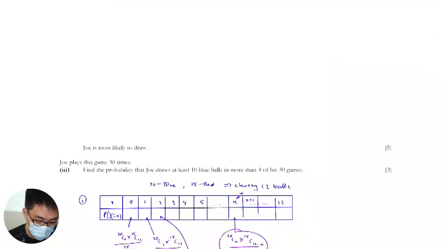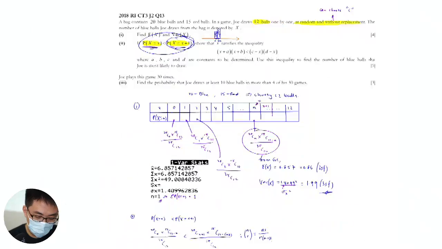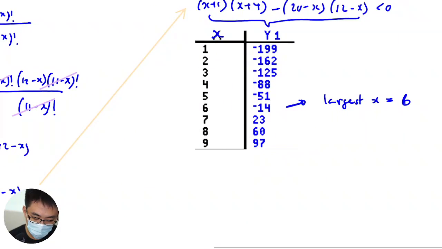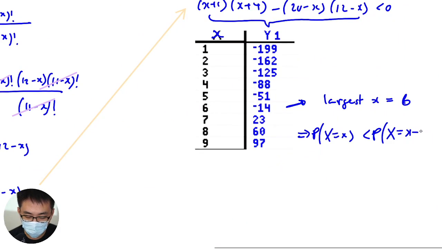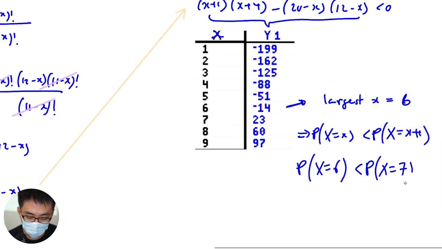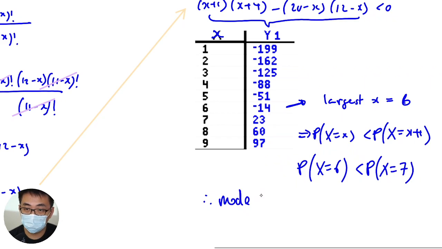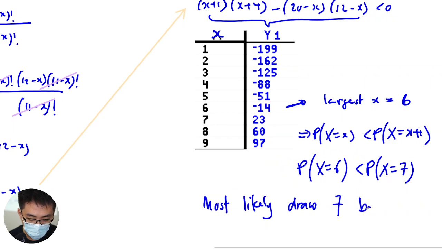So in other words, if you use this front one, P(X) is smaller than P(X equals x plus 1), right? So this is P(X equals 6) is less than P(X equals 7). So hence the mode is most likely 7. Okay, done. Because this is the mode here.